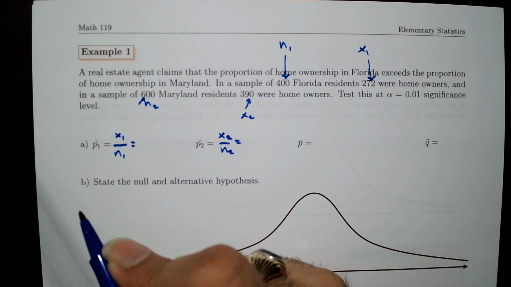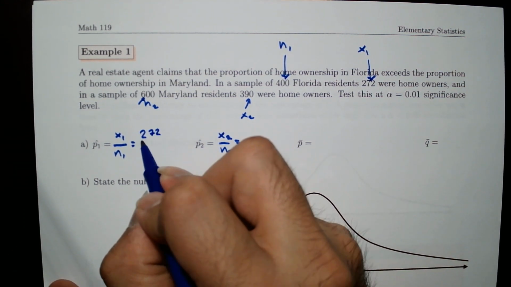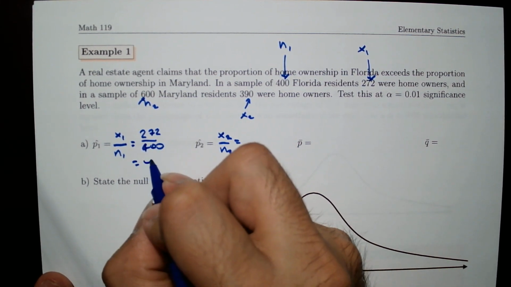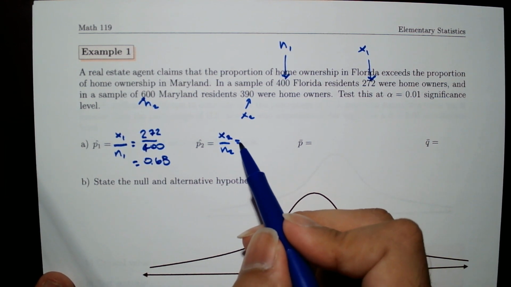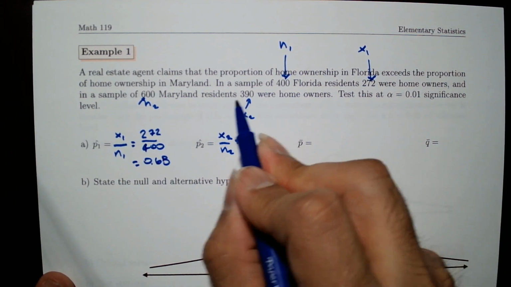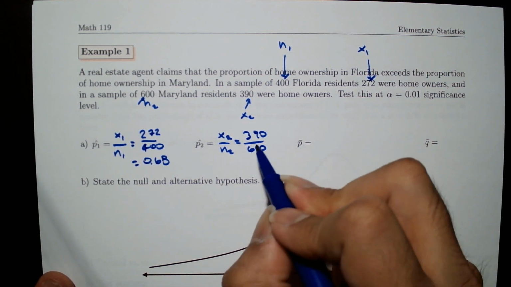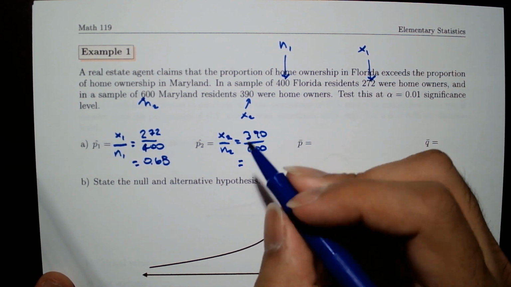So in this case, what are we going to have here? Well, 272 out of 400 is going to give me 0.68 using a calculator. And x2 over n2, that's 390 divided by 600, and that's going to give us a total of 0.65.